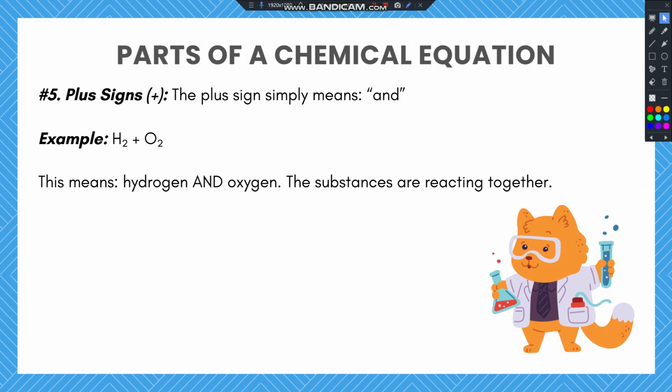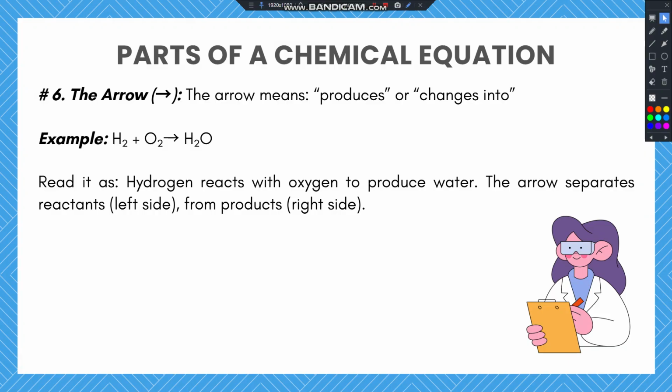And then we have the penultimate one, which is the plus sign. The plus sign simply means reacts with, or and. So if we are reacting hydrogen and oxygen, this plus sign simply can be read as and. So if we're to read this in English, it means hydrogen and oxygen. The substances are reacting together, basically. That's what it means. And then finally, we have the arrow.